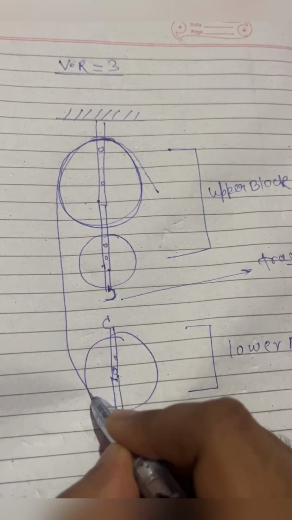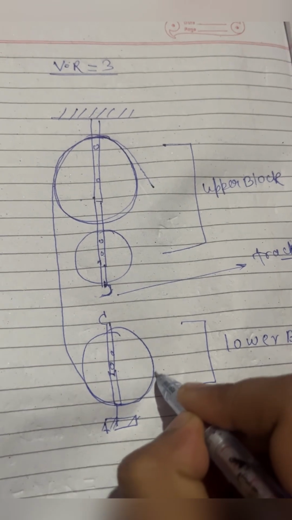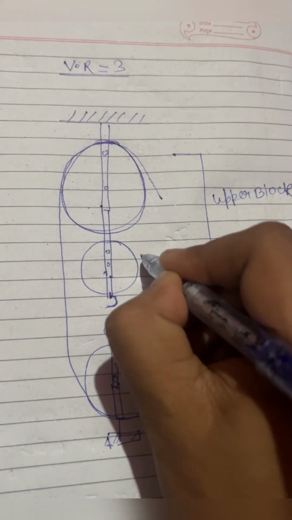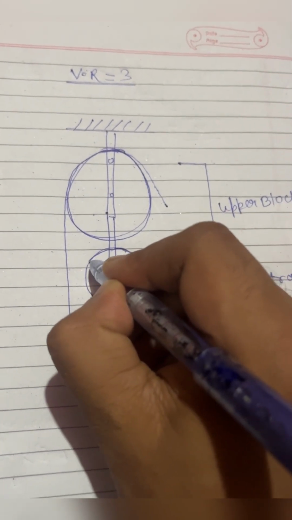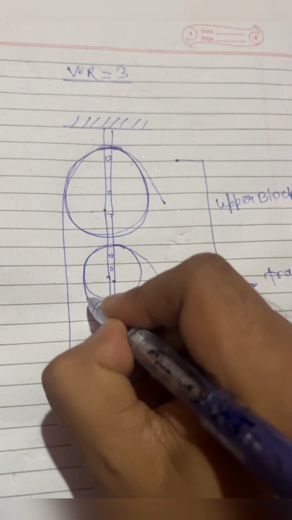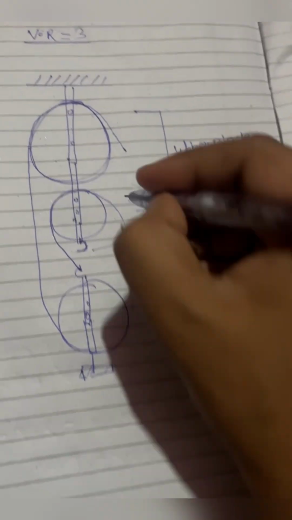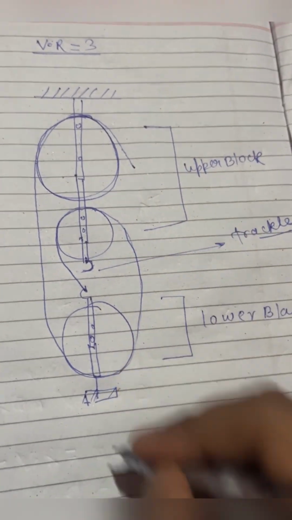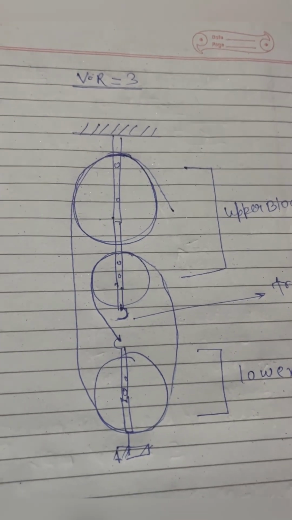I'll stretch my string like this, it will pass through the lower block, and then again it will go slowly and pass to the upper second block of the pulley, and it's going to be tackled over here. This is the perfect diagram, you can draw it off.